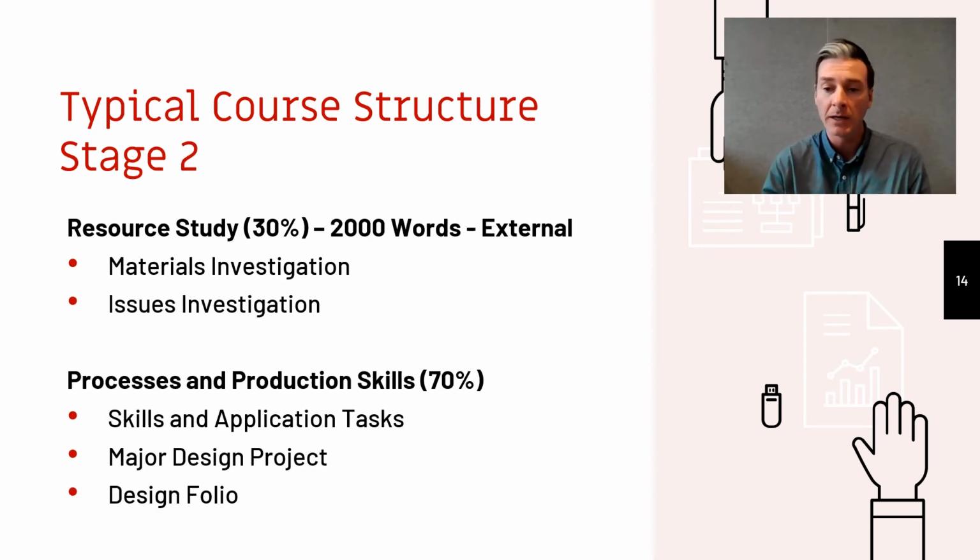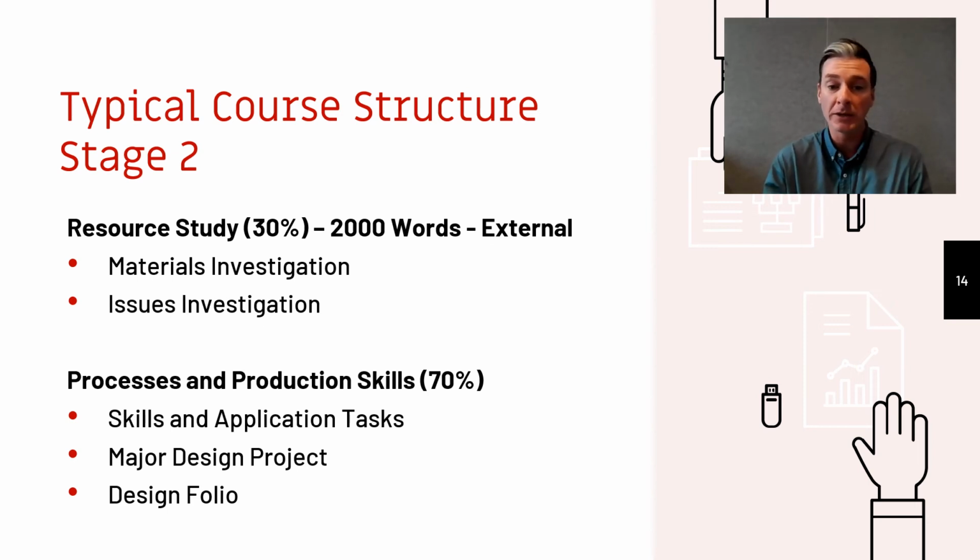At year 12, stage 2, it's obviously a year-long course, broken down into the two areas. You have your resource study, which is a 30% externally assessed component with a 2,000 word limit. That's broken down into two areas. One is a materials investigation, which is doing some research around materials that you'll use for your major project. The other is an issues investigation, which looks at issues related to your major project. An example of that might be the impacts of gaming on mental health. You would research that and put it as part of your resource study.